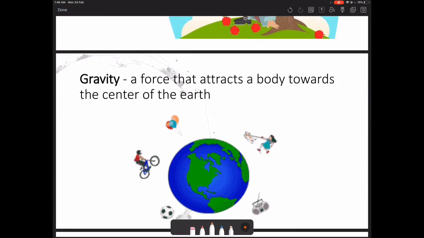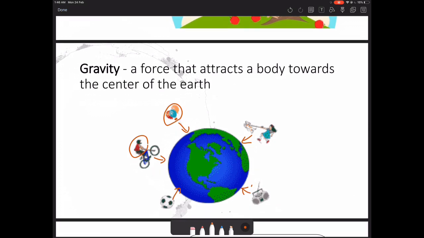Gravity is actually a force that attracts a body towards the center of the earth. So all the things on the earth, like a balloon, me, we all are attracted by the earth. And this force is what we call gravity.